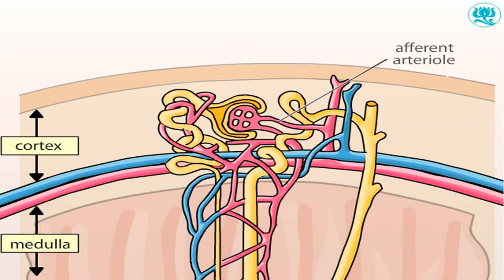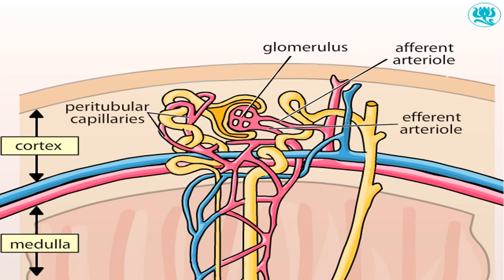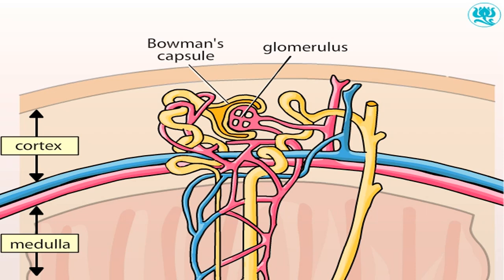An afferent arteriole carries blood to a knot of capillaries called the glomerulus. Draining each glomerulus is an efferent arteriole that gives rise to the peritubular capillaries, most of which surround the cortical portions of the nephron tubules. Blood pressure forces water and small molecules to be filtered from the glomerulus and collected in Bowman's capsule.